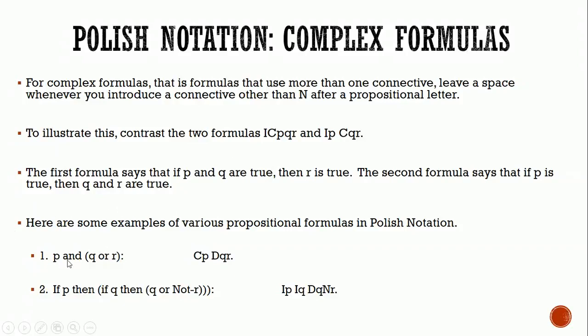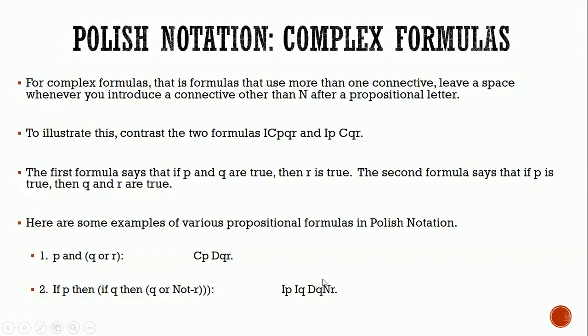All right, some other examples here. This is the conjunction of p and q or r. Capital C, lowercase p, space, capital D, lowercase q, lowercase r. So look at this mess here. Actually, I love Polish notation. It's fun. So if p, then if q, then q or not r.